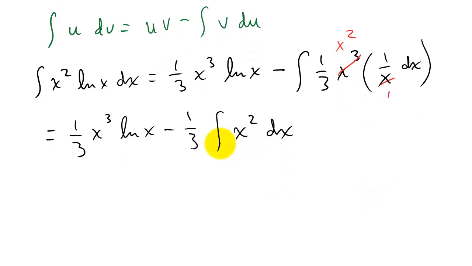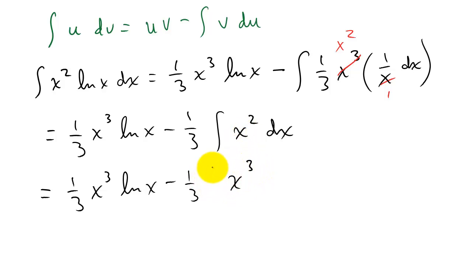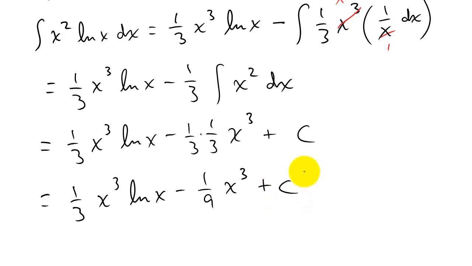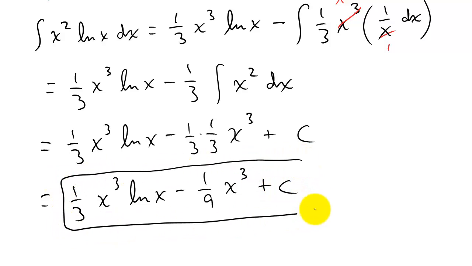And so now I can integrate this, so I'm going to have 1/3 x cubed natural log x minus 1/3, and then when I integrate x squared, that's going to be x cubed times the reciprocal of this times 1/3, plus c. And so I'll be left with 1/3 x cubed natural log x minus 1/9 x cubed plus c. And this would be my final answer.